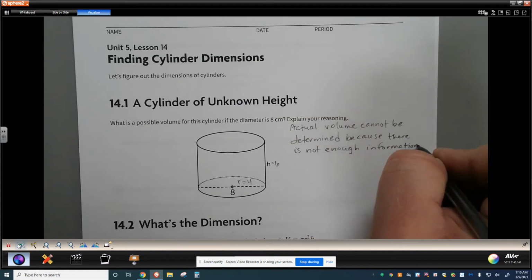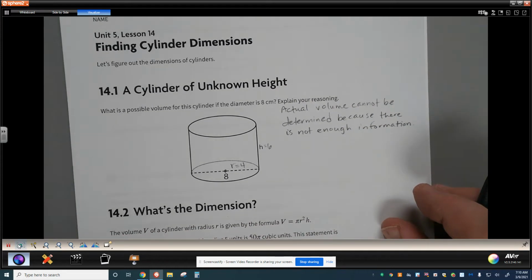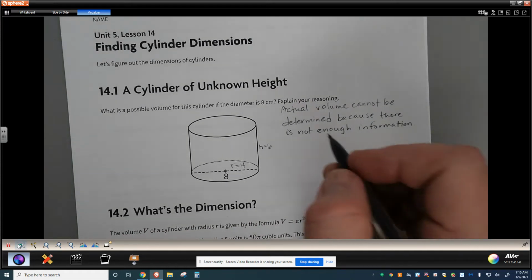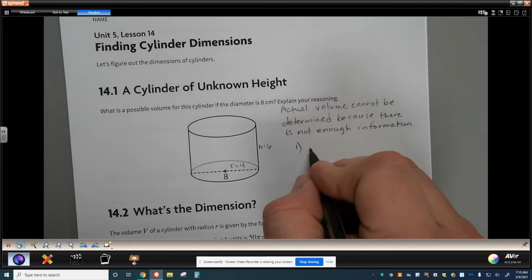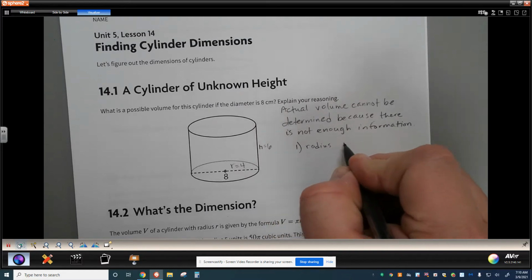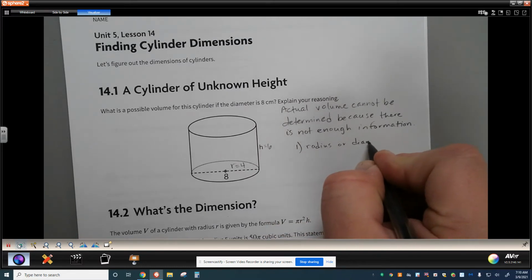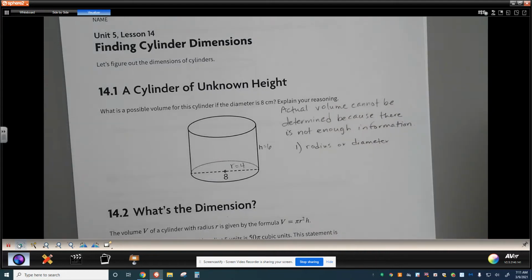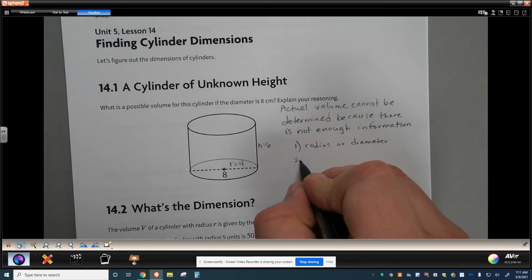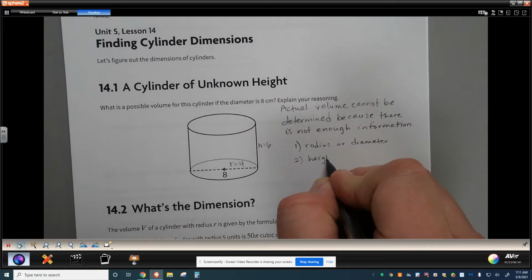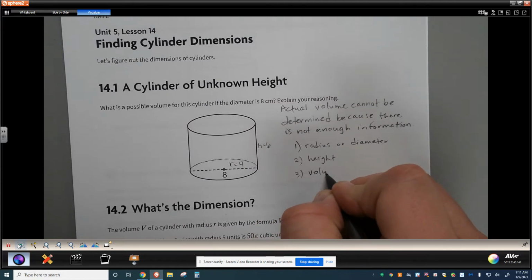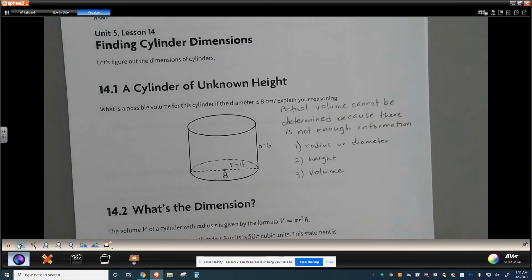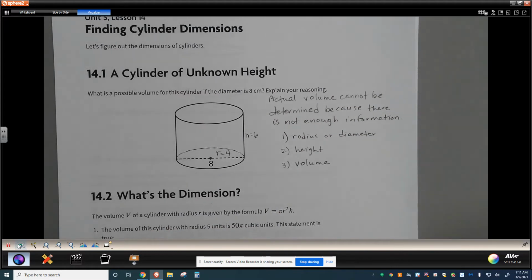What we have to have here is at least one of 3 pieces of information. I need to have 2 of the 3. I either need to have the radius or diameter, so I need to have something to help me with the base. I need to have the height, or I need to have the total volume. I have to have at least 2 of those 3 to be able to determine the third one.